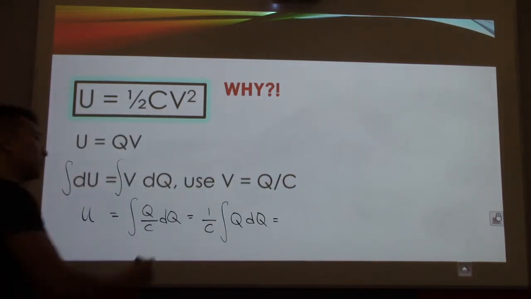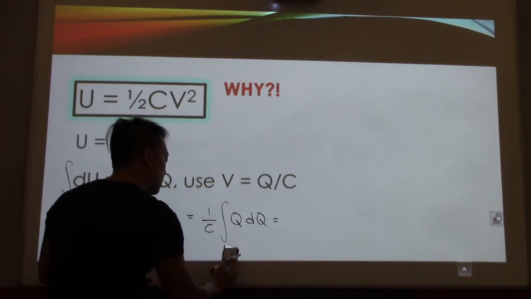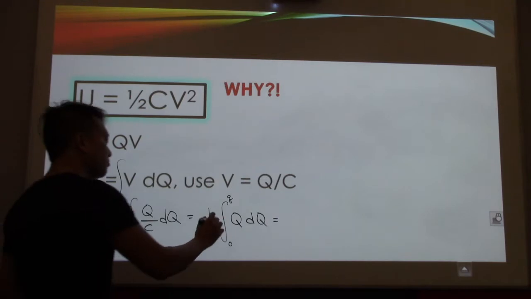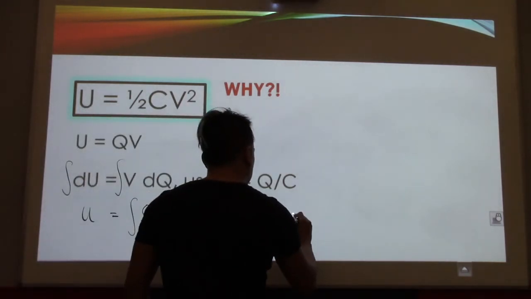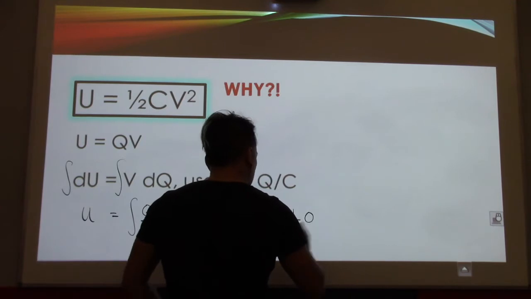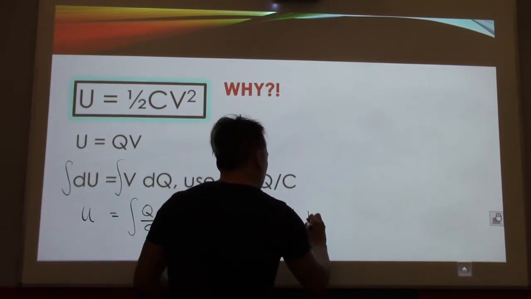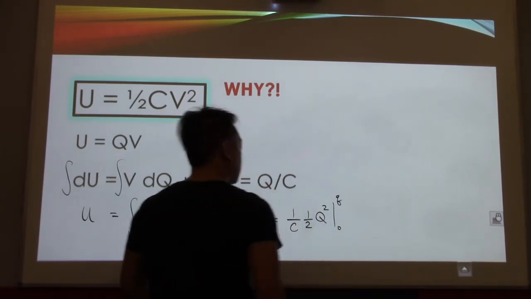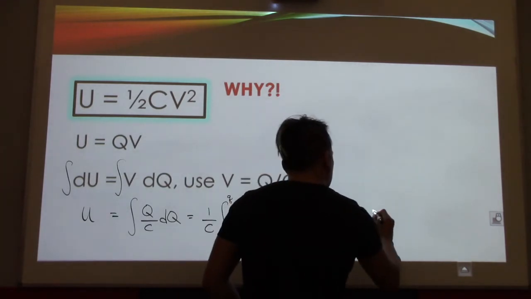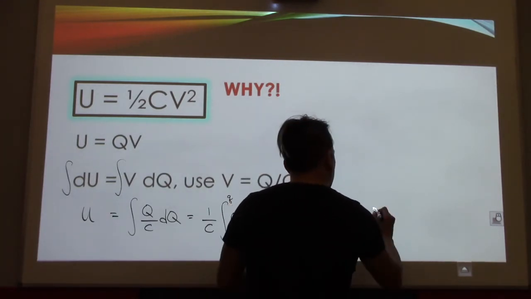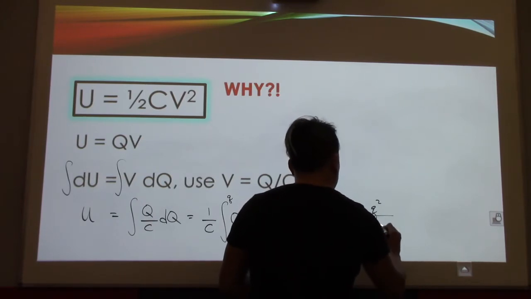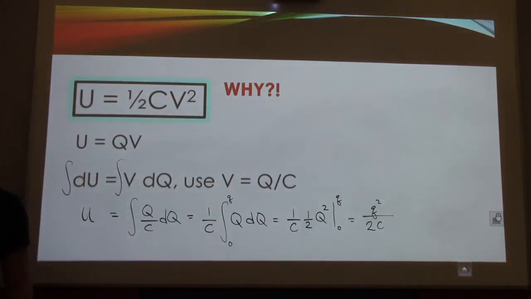We're integrating from, you could say, 0 to, let's just say we're integrating from 0 to Q, right? 0 to Q, all the charge. And we're going to say this is going to be 1 over C, 1 half Q squared, integrate from 0 to Q, right? And so then that's going to be, do this along with me, do this along with me. So you have Q squared over 2C, right? Cool?